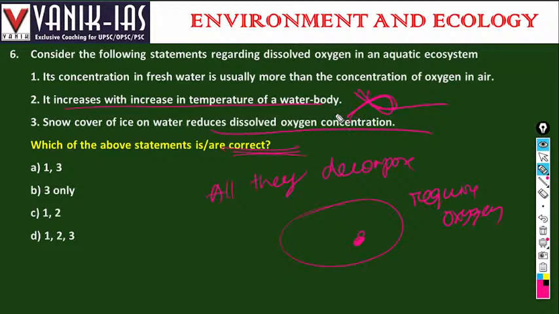Then, the concentration of oxygen in fresh water is usually more than in air. How is it possible? Obviously oxygen will be more in air. From air, the secondary source is water. We cannot find as much bioavailable oxygen inside water. So this statement is also wrong. Only three is the right answer, that is snow cover on ice or water reduces dissolved oxygen concentration.